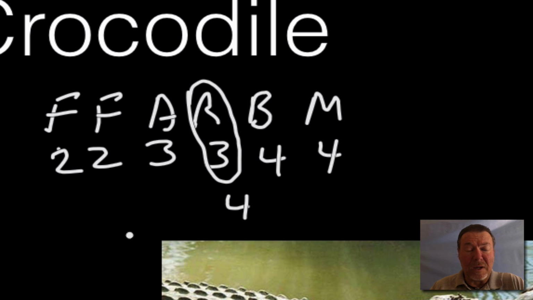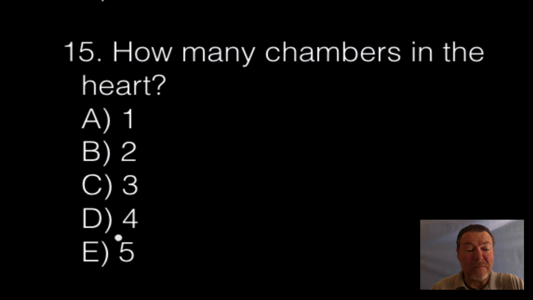It's kind of like in amphibians. The tadpoles have 2, but a frog has 3. So in this case, 4 is the correct answer. Even though most reptiles have 3, the crocodile has 4. And that concludes the quiz.